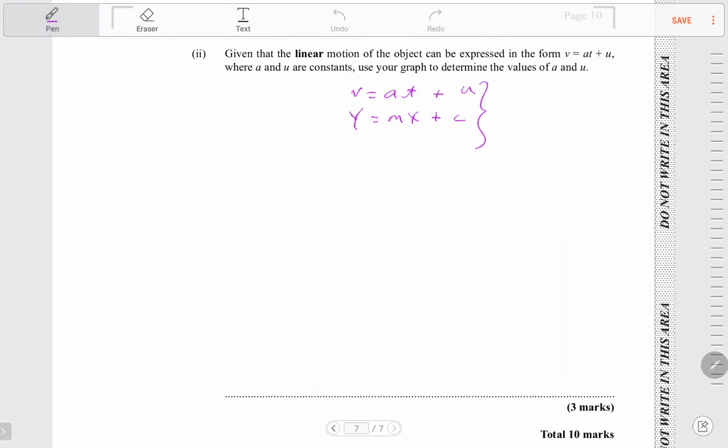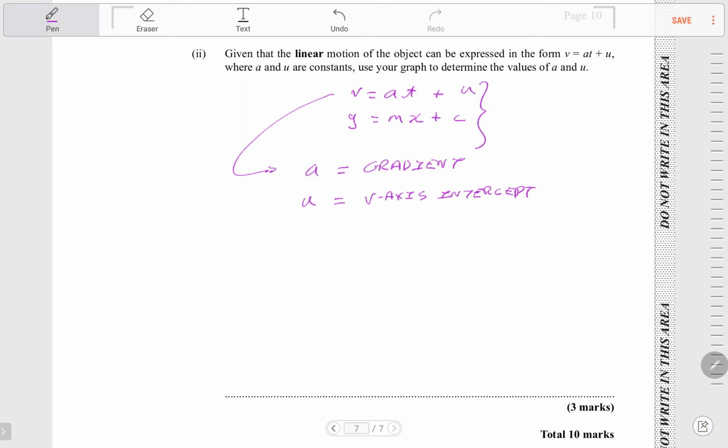So it therefore means that from this, the A equals the gradient of the line, because the A is like an M, and the U is like a C. So the U is the y-axis intercept, which is the v-axis intercept, just like a y-axis intercept. So instead of using y equals mx plus c, we're now using v equals at plus u. They're very similar. Instead of having a y-axis, we have a v-axis, and instead of an x-axis, we have a t-axis. So the A is like our gradient and the U is like our y-axis intercept.